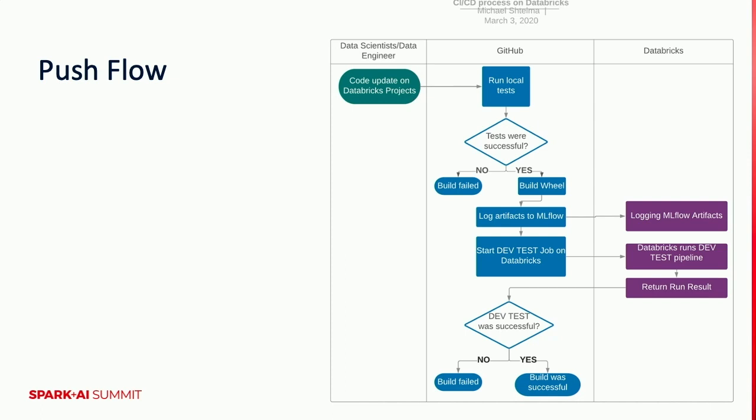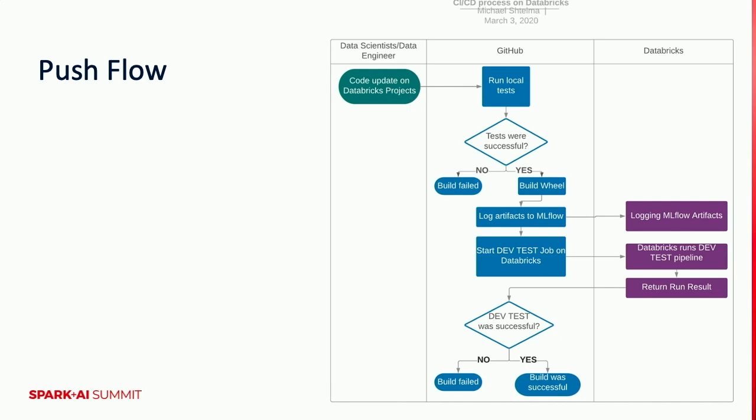When they push code to a Databricks project on GitHub, what happens is first, all the unit tests are picked up and run within the GitHub VM. If the tests are not successful, then it will stop and just tell you that something went wrong and you need to fix it. But if they are successful, the next step is that Databricks CI/CD templates will then package up your code as a wheel. It will send it off to your Databricks workspace and log the wheel as an artifact to MLflow.